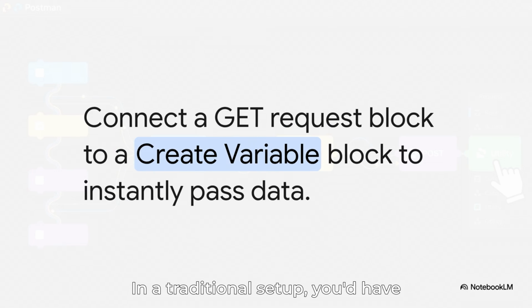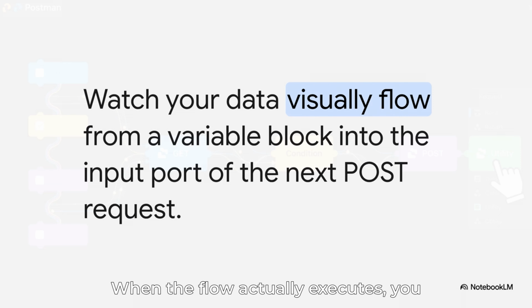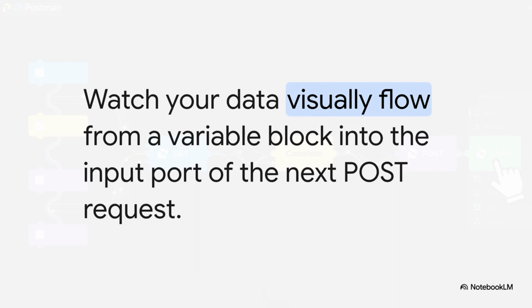In a traditional setup, you'd have to write custom environment parsing scripts just to pull this off. But here, with a GET request fetching data, you physically connect its output to the input of a variable block. You've securely pinned that data, and you didn't have to type a single line of code. And this brilliantly illustrates the magic of visual orchestration. When the flow actually executes, you see this bright line visually traveling from your variable block straight into the next POST request. You can literally watch your payload move. It completely removes the guesswork from your testing because you know exactly what's being handed off to the next step.